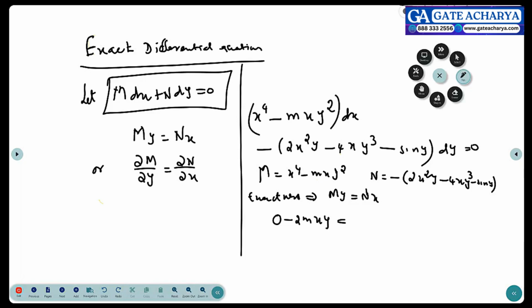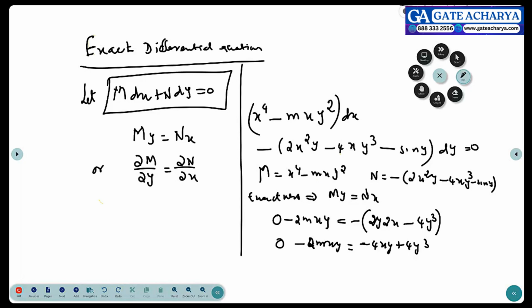We differentiate with respect to x, treating the other variables as constant. Here, minus 2y is constant and the derivative of x square is 2x. The derivative of x is 1, so minus 4y cube, and sin y gives 0. So here it is minus 2mxy is equal to minus 4xy plus 4y cube, that is 0 plus something. We find the value of m.